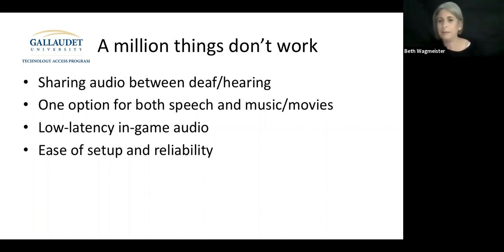So for example, my kids have required, like, my wife and I also, we're deaf, as I said. So we have two different models, okay? So we have to make adjustments. We have to have separate televisions and separate everything. We don't want to do all that.